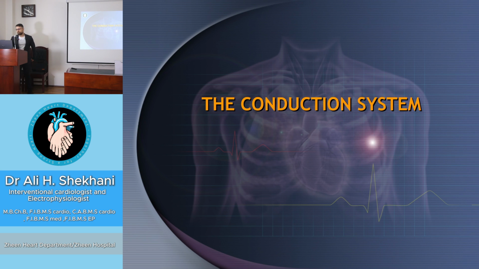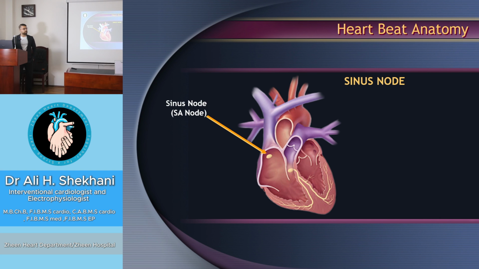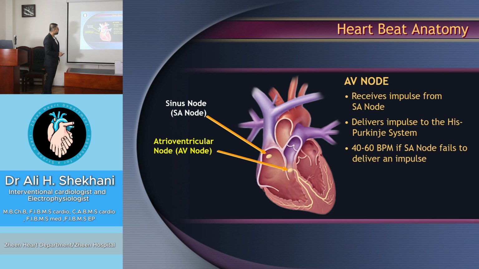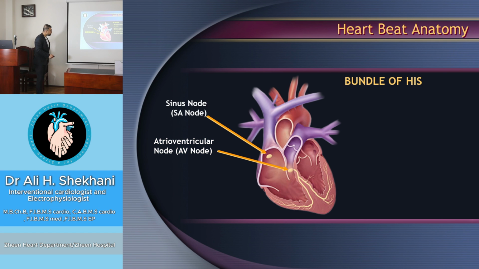In the conduction system of the heart, the signal usually starts from the SA node, which is the heart's natural pacemaker, at a rate of 60 to 100 beats per minute. The second station in the conduction system is the AV node. It also receives the impulse from the SA node, and it is then conducted to the His bundle and bundle branches. The rate of the AV node is about 40 to 60 beats per minute.